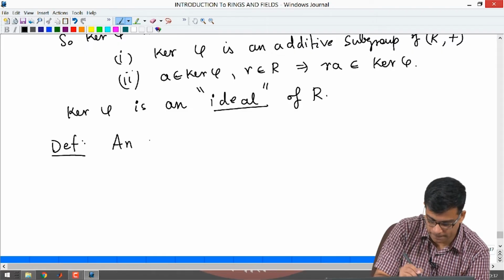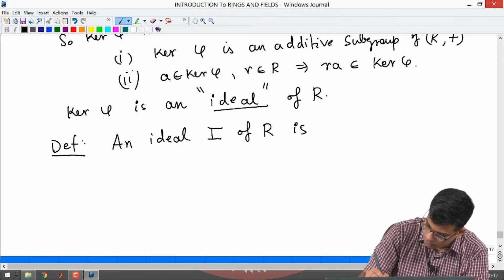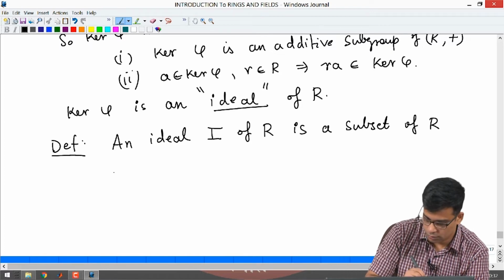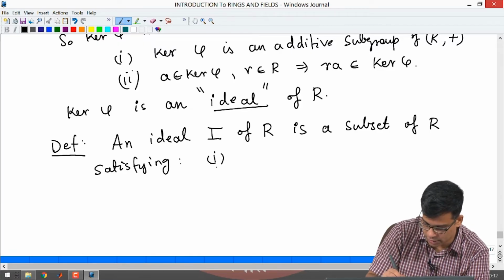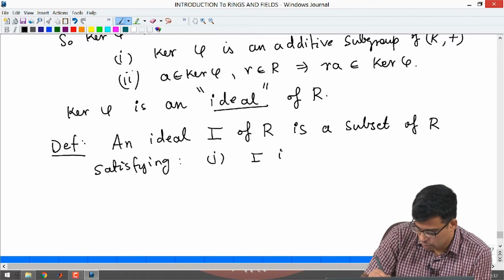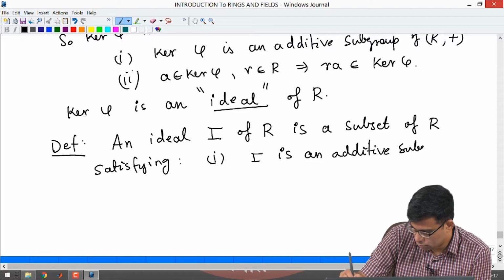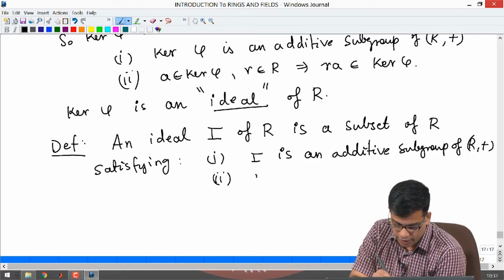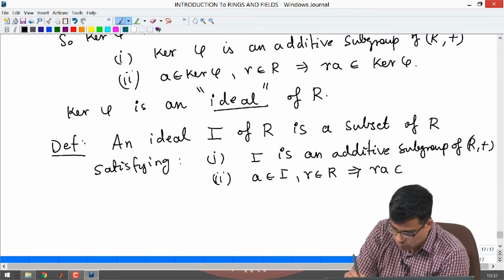So, an ideal I of R is a subset of R satisfying the conditions that I wrote exactly. One, I is an additive subgroup of R plus. So, in particular it is not empty, remember 0 must be in I. And two, if you take an arbitrary element of I and an arbitrary element of the ring, the product is also in I.